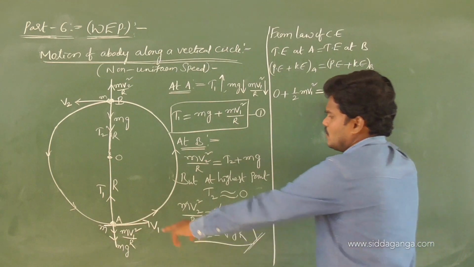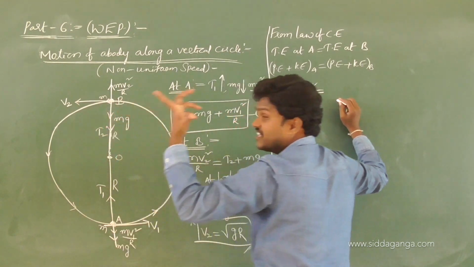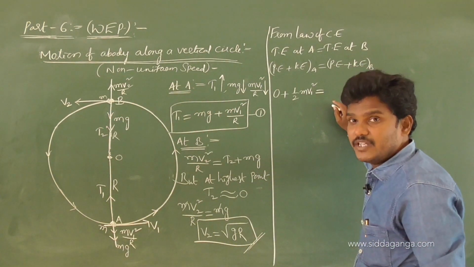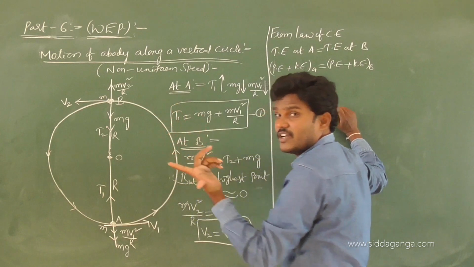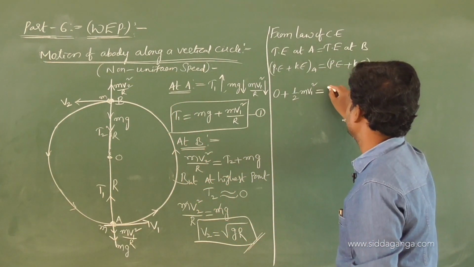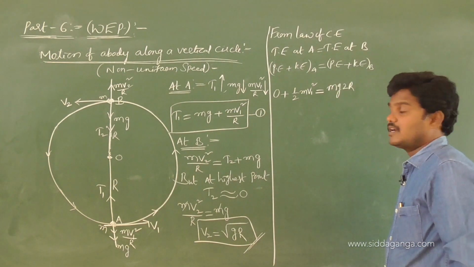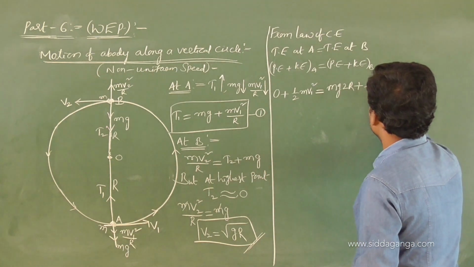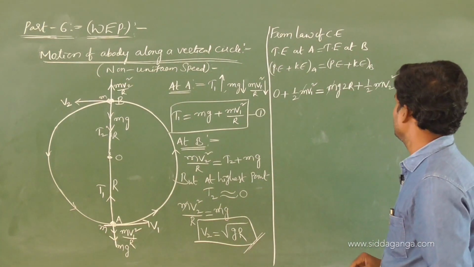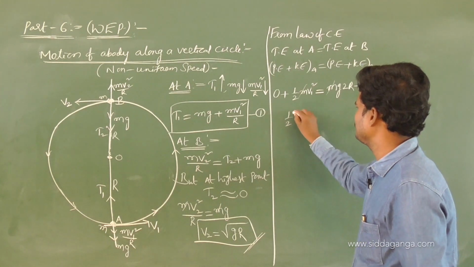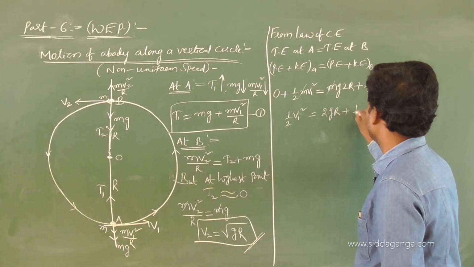Coming to B, the body is going from A to B. What height is it going to cover? R plus R, 2R height. At B, the body is at a height of 2R from A. From here to here is R, here to here is R. So potential energy at B is mg 2R. Got it? mg 2R. Kinetic energy is half m v2 square. m you can strike off everywhere. So half v1 square equals 2gr plus half v2 square.